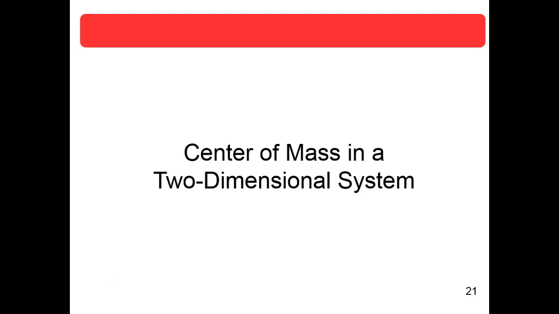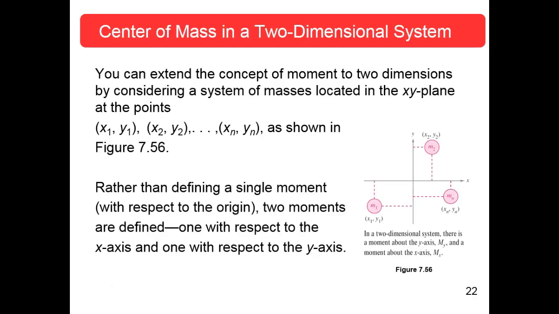Now, what if we're dealing with a two-dimensional system? You have not just distribution of masses along a line, but you have them in a plane. Here's how we deal with it. You can extend the concept of moment to two dimensions by considering a system of masses located on the xy plane at points x1, y1, x2, y2, up to xn, y sub n. Okay? So these are various points in the plane.